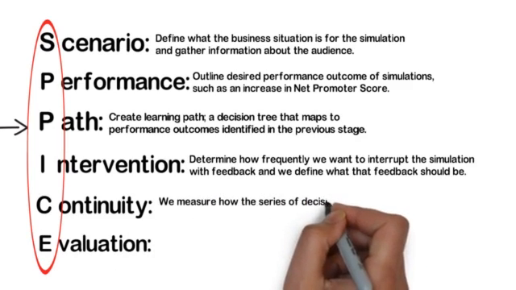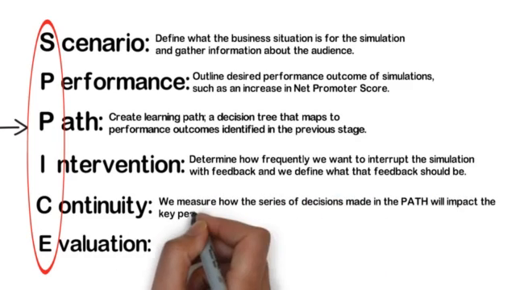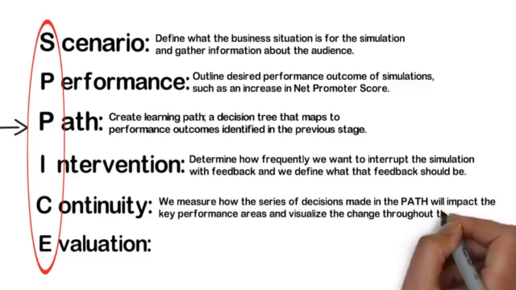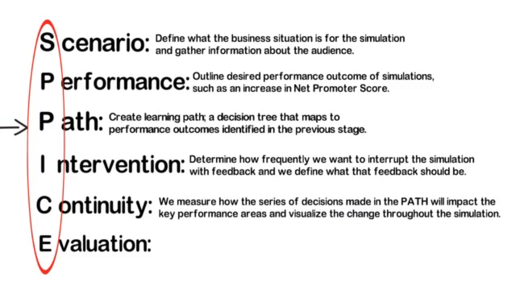Next comes the continuity stage, where we measure how a series of decisions made in the path stage will impact the key performance areas. Now this may sound complex, but it boils down to the fact that the end result of any job can be black and white, like a sales environment in which you close a deal or you do not, but there are 9 to 10 other decisions made before you get to the end result which may have several right answers, but some of them are more right than others.